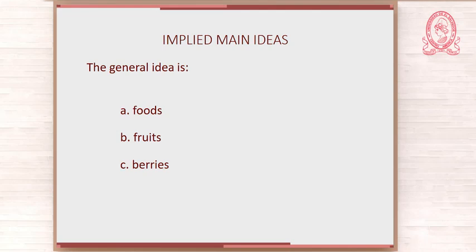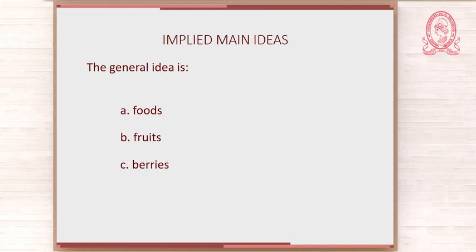Now, which is the general idea? There are 3 options. Letter A, foods. Letter B, fruits. Letter C, berries. You may pause the video, choose one, then come back to verify your choice.